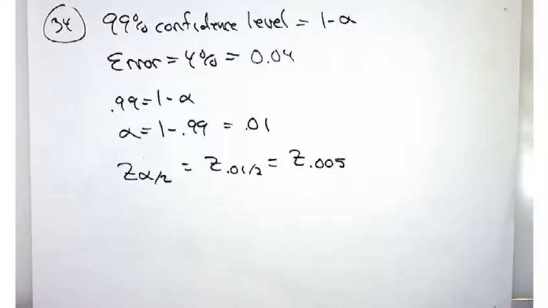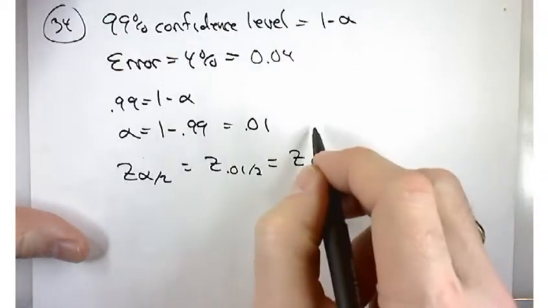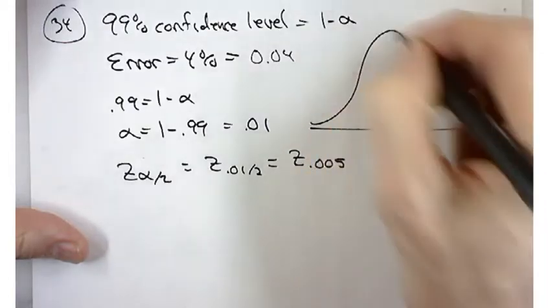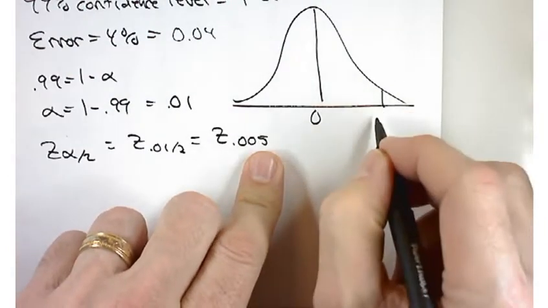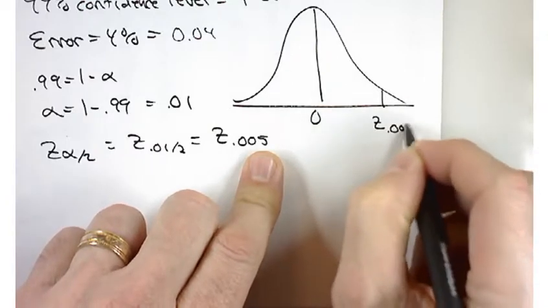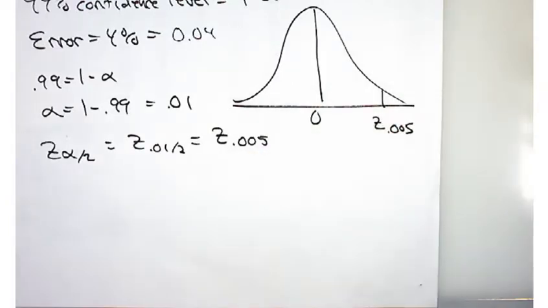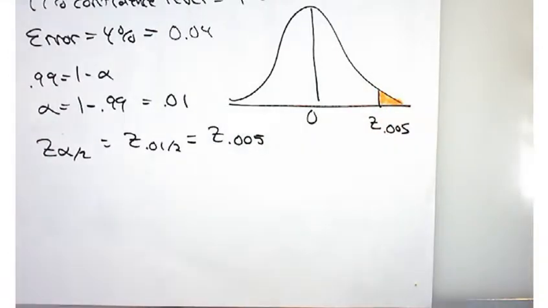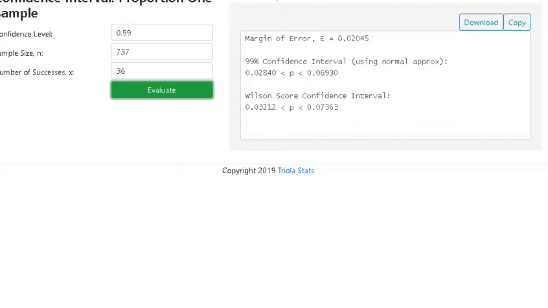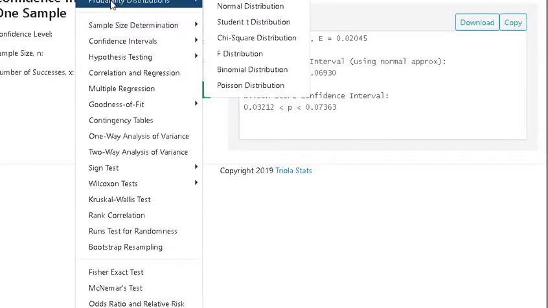This time we're going to do StatDisk. And I'll draw this for us here. I want the point on the standard normal curve with 0.005 of the area in the right tail. So with StatDisk, let's go to Analysis, then Probability Distributions. And the first one in there looks pretty good. The normal distribution.